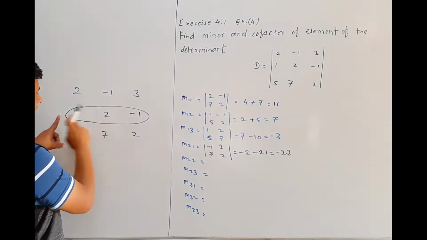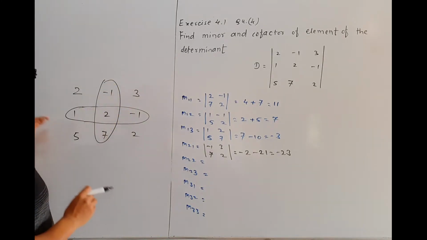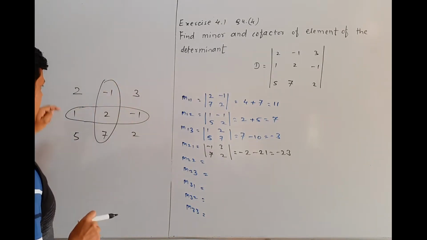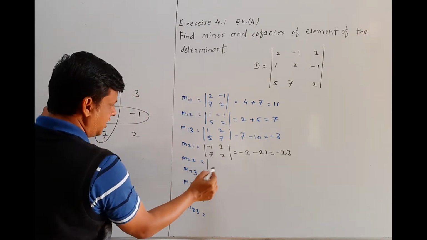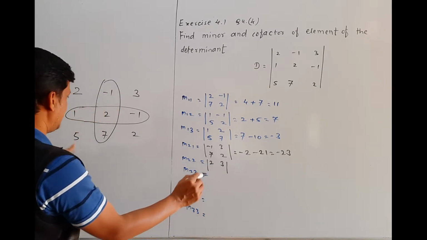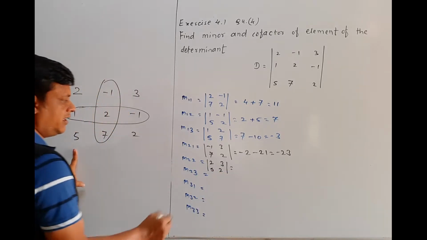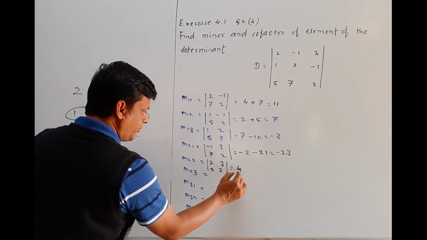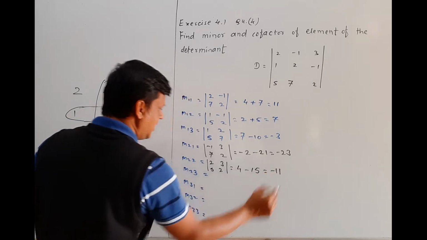Then next we have to find minor of these 2, that is the value of M22. Now these 2 lie in second row and second column. So we skip here second row, second column. Remaining elements are 2, 3, 5, 2. So we calculate the determinant having elements 2, 3, 5, 2. So the value of this determinant we calculate: 2 into 2 is 4, minus 5 into 3 is 15, which is equal to minus 11.